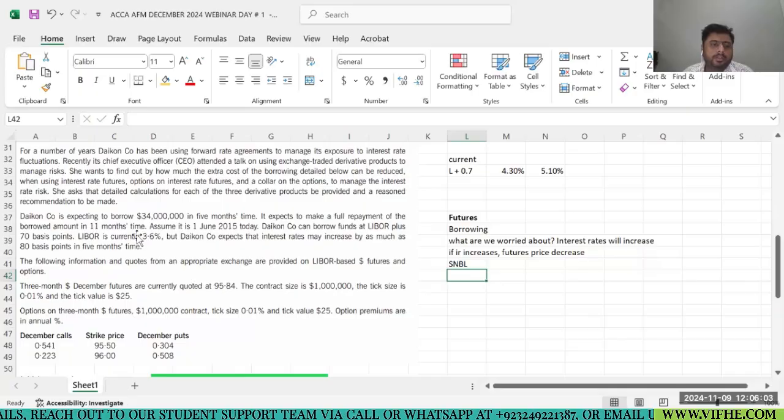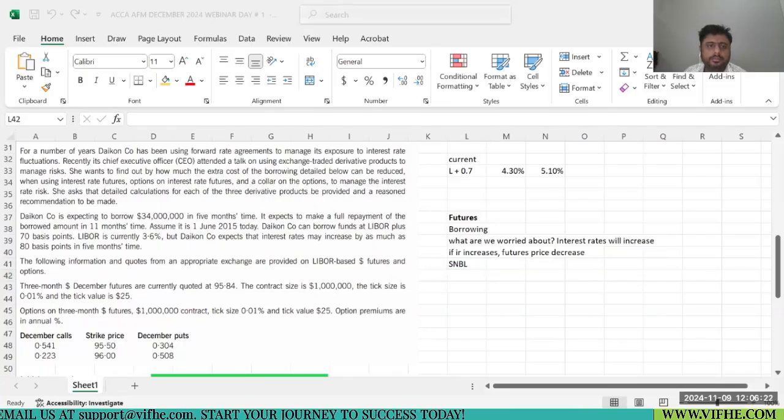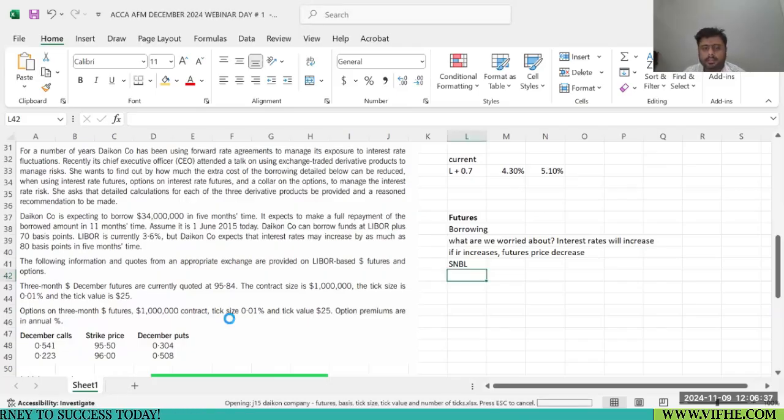Now, as far as number of contracts are concerned, your borrowing amount is 34 million for a 6 months period, but the future contracts are for 3 months each. So how can you find the number of contracts? 34 divided by 1 multiplied by 6 over 3. Agreed? Tell me how many number of contracts will we go for? 68. Correct? We will go for 68 contracts. Are we all together?